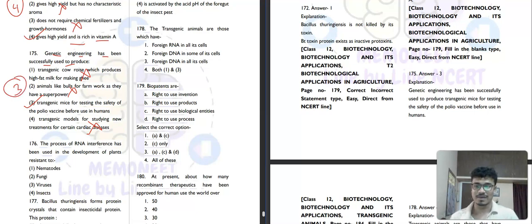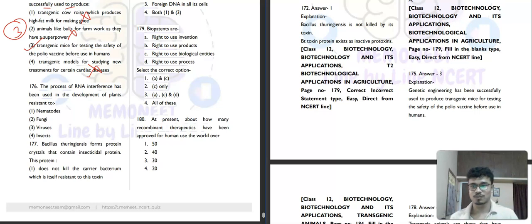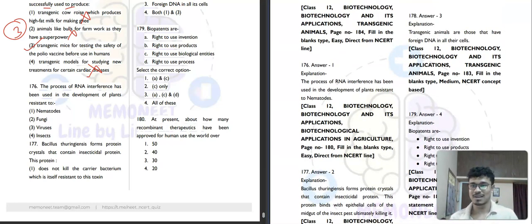And question number 176. The process of RNA interference has been used in the development of plant resistant to nematode, fungi, virus or insects. This is resistant to nematode. First option. Previously this question has been asked, but there the name is given. Don't get confused with the name. So just remember it is a nematode.